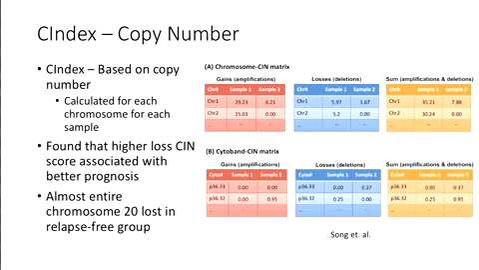So then the last score I'm going to talk about is the C-index, which is a package on Bioconductor, and this is based solely on copy number. And so they calculated this score for each chromosome and for each sample. They calculated this at the chromosome level and then also at the cytoband level, which is on a smaller scale. And they found that a higher loss CIN score was associated with better prognosis. And almost the entire chromosome 20 was lost in the relapse-free group. So this is a little bit different group because this is comparing patients that are relapse versus relapse-free, whereas the previous ones were based solely on survival.